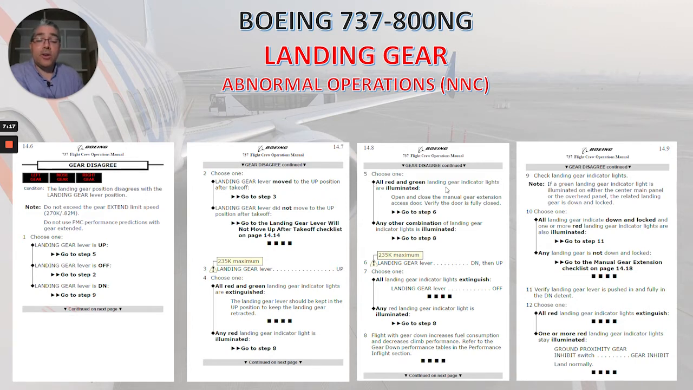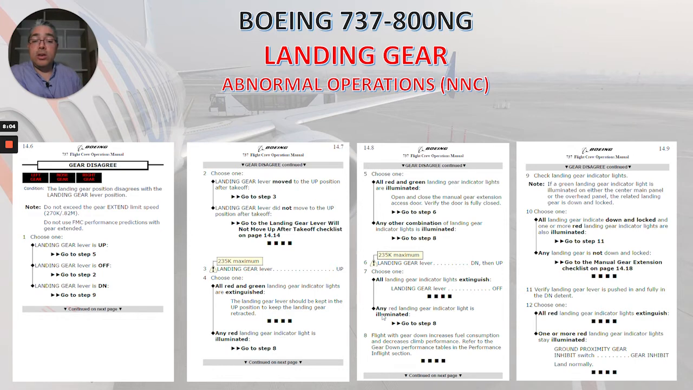All red and green landing gear indicator lights are illuminated: open and close the manual gear extension access door. Verify the door is fully closed. And then we go to step 6. Step 6 says landing gear lever down, then up. Choose one. All landing gear indicator lights extinguished. Landing gear lever off, and that's the end of the checklist.